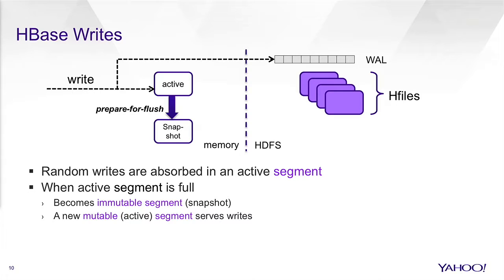Once this active component, this active segment is full, we are going to flush. We want to flush to the disk. How do we flush to disk? First, we save a snapshot, right? I'm not saying something new here.